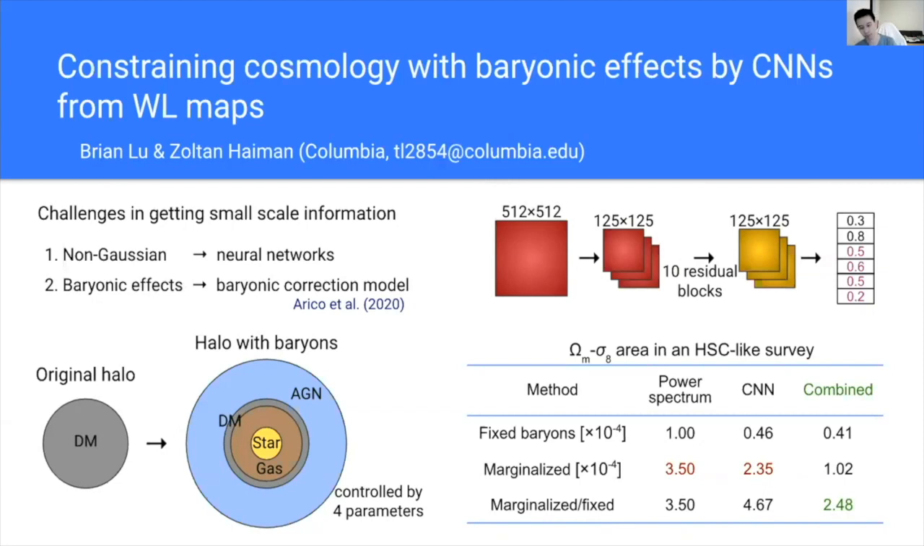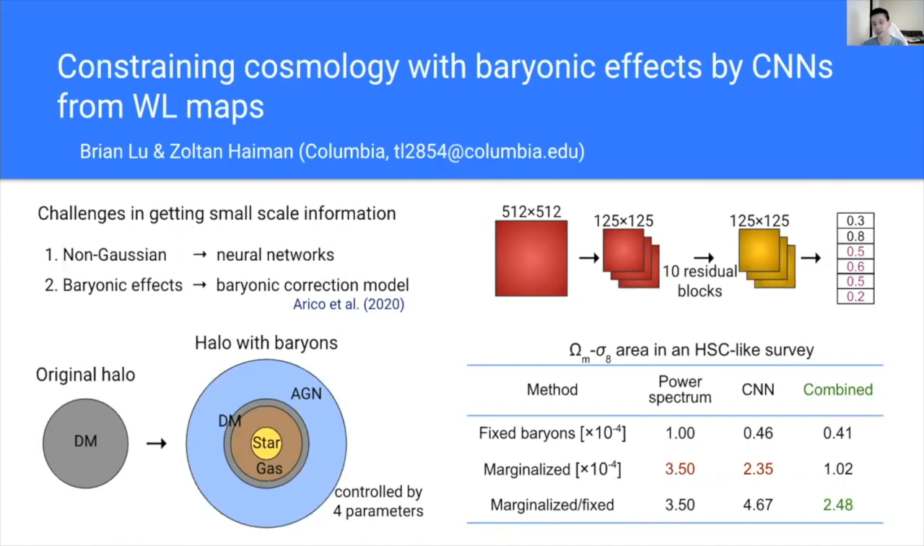The difference that it brings is when doing parameter inference, instead of doing just cosmological parameters, for example, omega m, sigma 8, we need to constrain 4 additional baryonic parameters. And when we want to know the constraints on omega m, sigma 8, we need to marginalize over baryonic parameters.